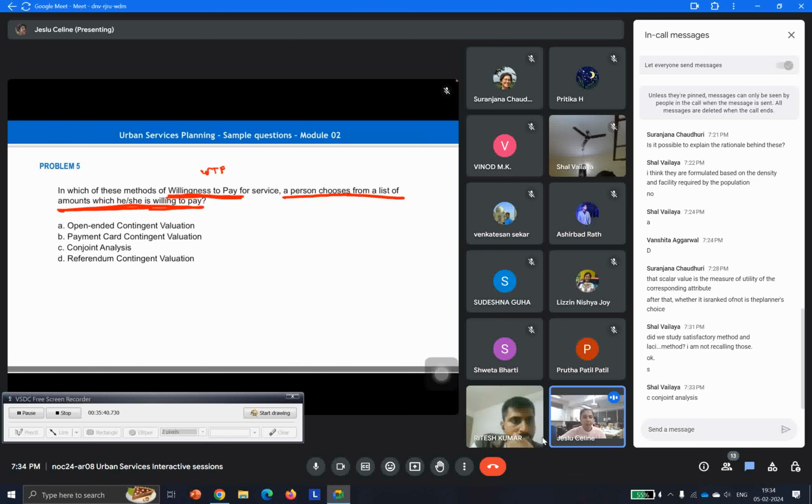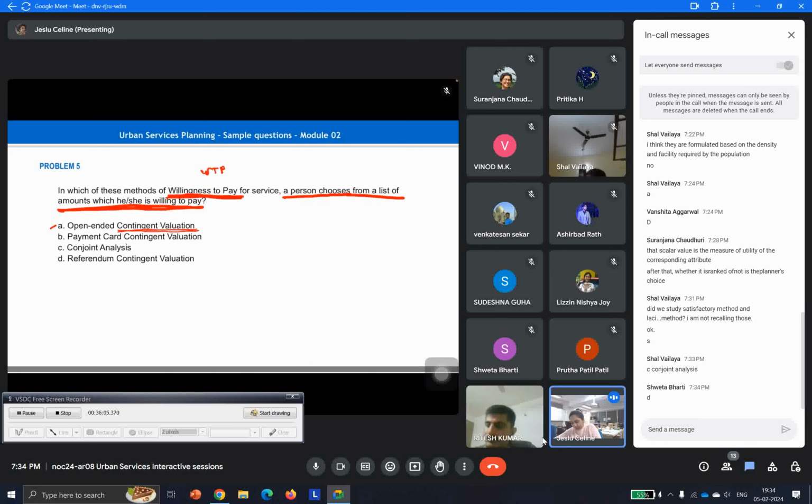Any answers from anybody? Okay, I see C, conjoint analysis. Yes. Anybody else? Any other answer? Okay, so let's go option by option. First one is open-ended contingent valuation. All these three fall under the same thing, contingent valuation. There's only one, C, which is conjoint analysis. And these are different types of contingent valuation.